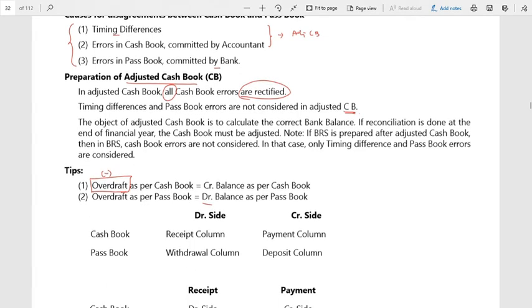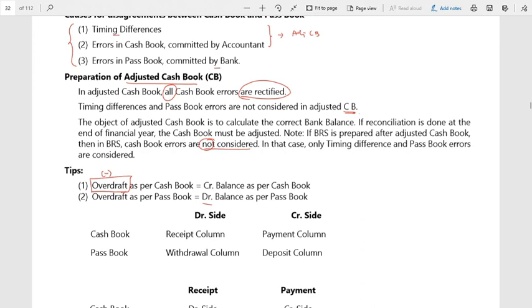So in such a way, when we prepare the adjusted cash book, we will get to know. The object of the adjusted cash book is to calculate the correct bank balance. If reconciliation is done at the end of the financial year, the cash book must be adjusted. Note, if BRS is prepared after the adjusted cash book, then in BRS, cash book errors are not considered. Please keep in mind, because it will already be recorded in the adjusted cash book; the cash book is already rectified. In one or two problems later, I will bring it to your notice.